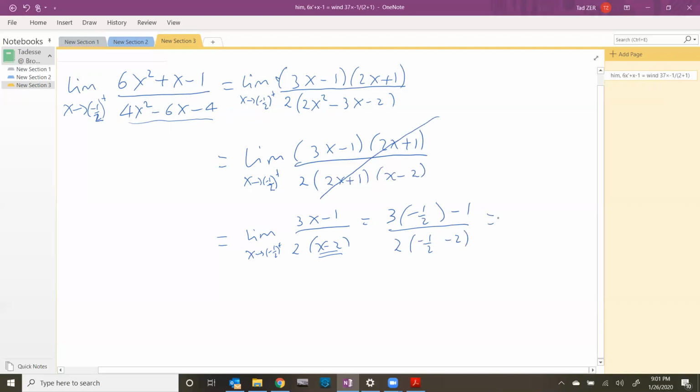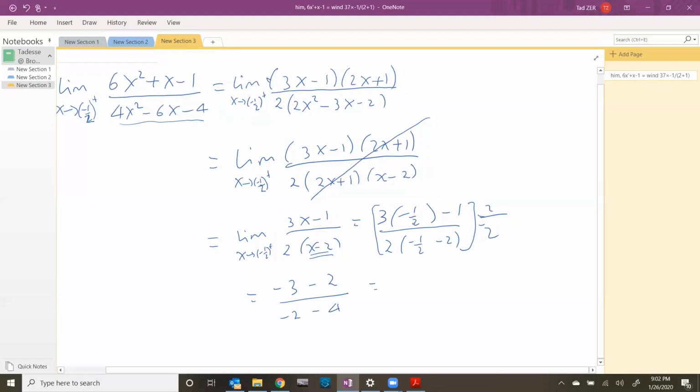If you want to simplify this expression, you multiply both the numerator and the denominator by 2, just to get rid of the denominator. That will leave you negative 3 minus 2 divided by negative 2 minus 4. What I did is basically just distribute here. The 2 cancels out. 3 times negative 1 is negative 3. 2 times negative 1 is negative 2. In the denominator, the 2 cancels out, 2 times negative 1 is negative 2, and 2 times negative 2 is negative 4.